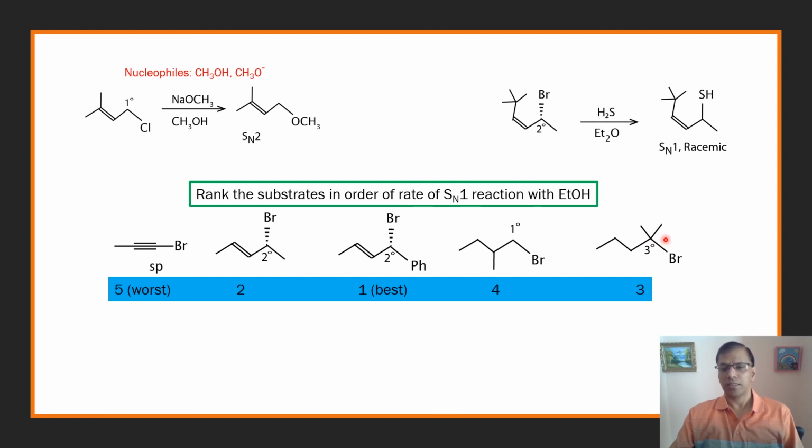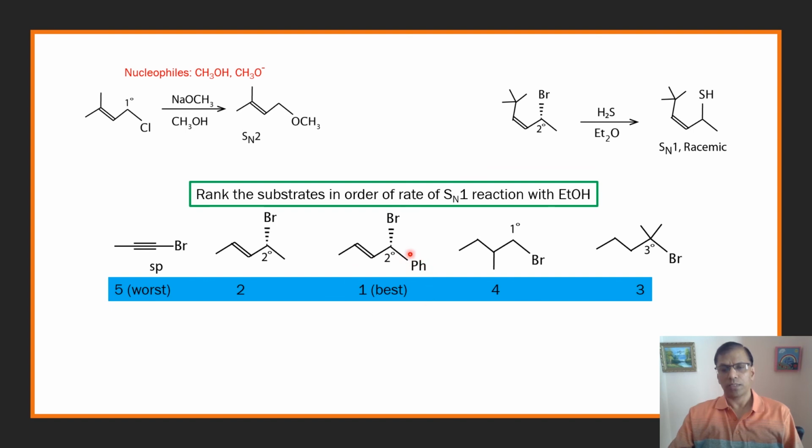however, if you have a double bond or a phenyl group next to a carbocation, it's much better stabilized than a tertiary carbon. And so this tertiary halide is number 3. In case of this one, you have a double bond, and so the carbocation will go into resonance, and it's much more stable, and so it is ranked number 2.